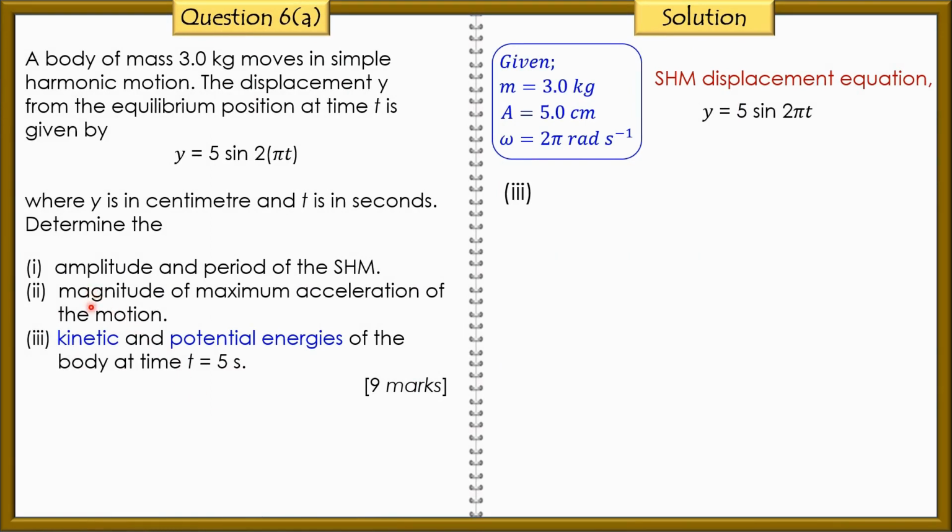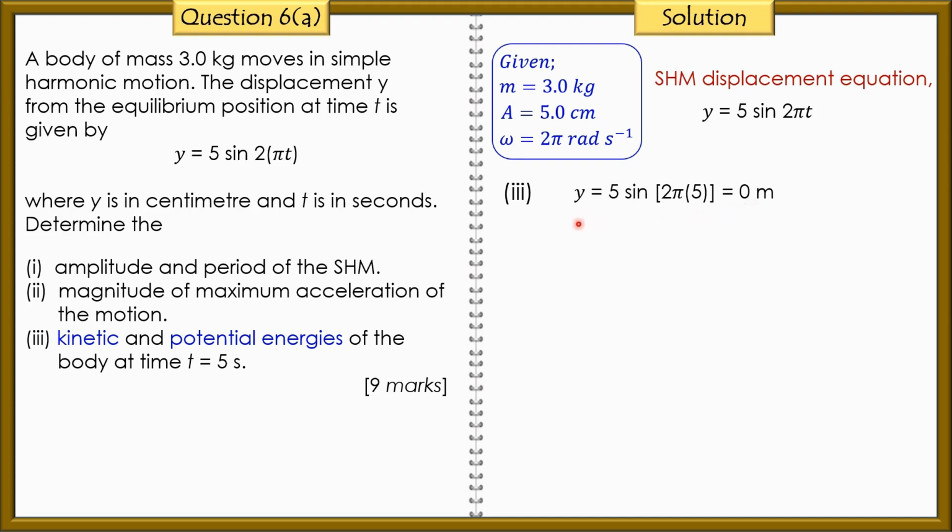For question number 3, 6a3, you need to determine the kinetic and potential energy of the body at time t is equal to 5 seconds. Firstly, we need to determine the displacement when t is equal to 5 seconds. Because of that, you need to substitute the t inside the equation of simple harmonic motion displacement. Your calculator mode is supposed to be radian. You will get that the displacement when t is equal to 5 seconds is 0.